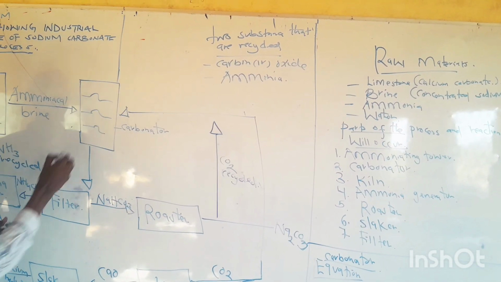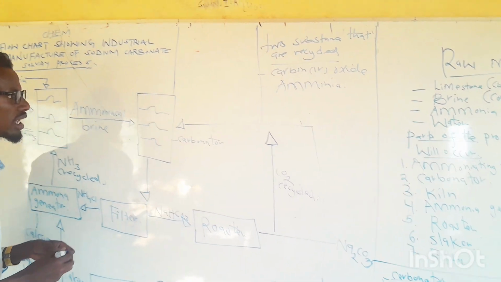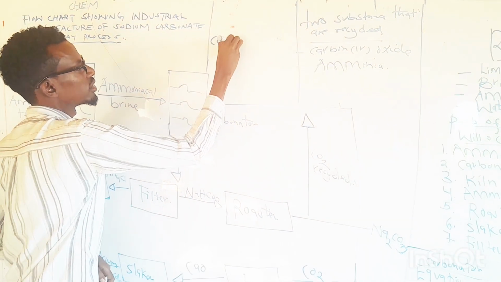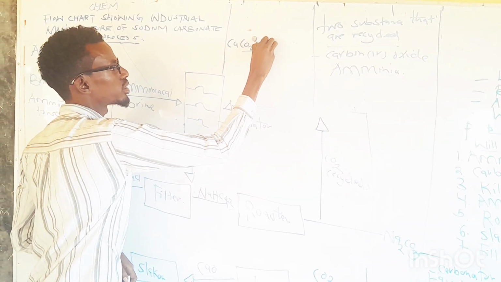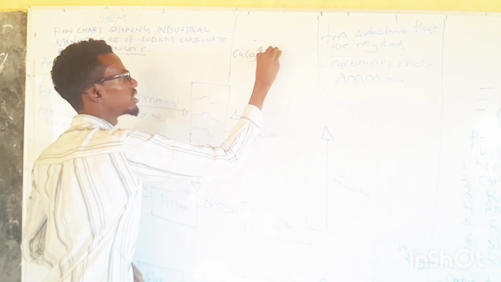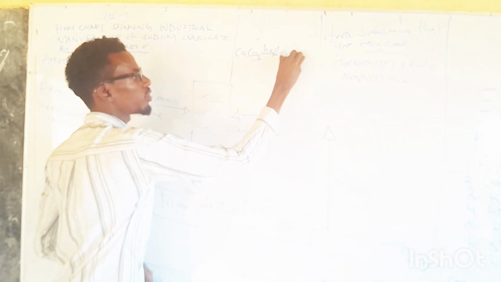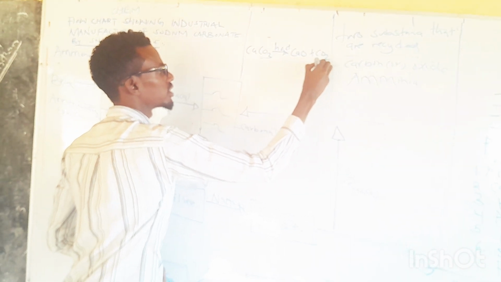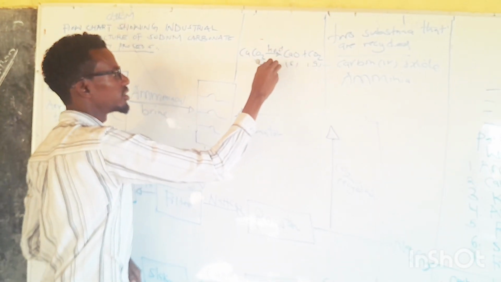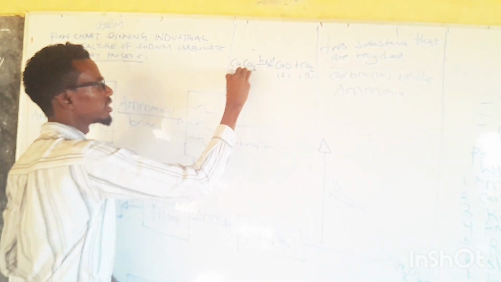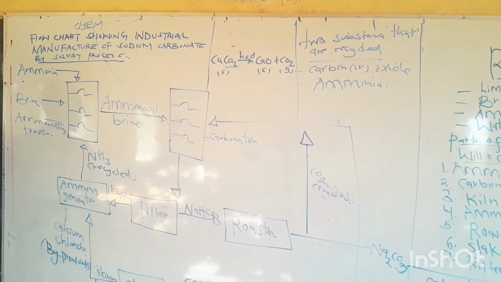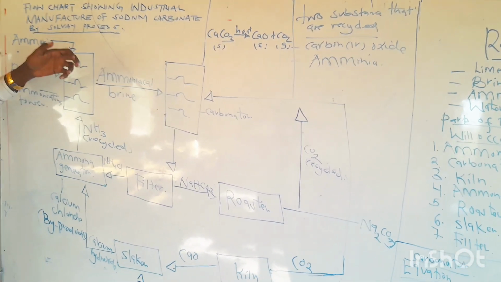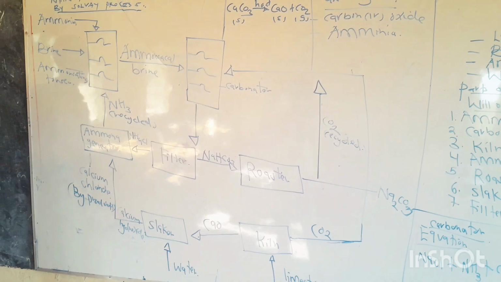Also, we have the reaction that will occur in the kiln. The calcium carbonate is decomposed by heat to form calcium oxide and carbon dioxide. This is solid, this is solid, and this is gas. This is the summary of the flowchart of the industrial manufacture of sodium carbonate by the Solvay process.